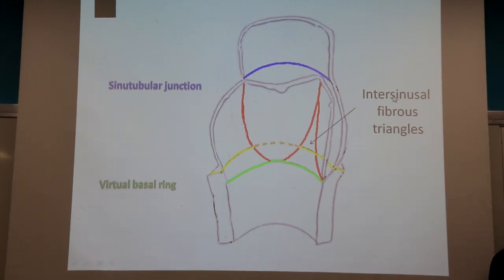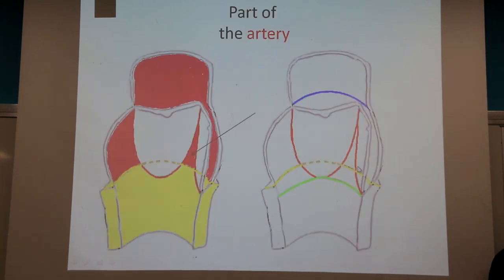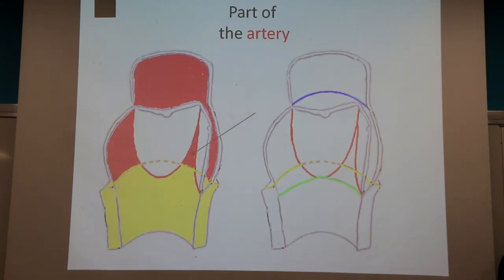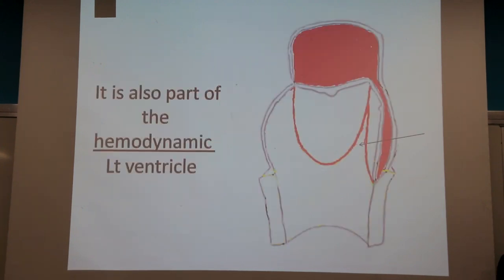Inter-sinal fibrous triangles. Here, a triangle here. It is part of the artery. The triangle between the two cusps is part of the artery, but it is part of the hemodynamic left ventricle because it is exposed to left ventricular pressure.